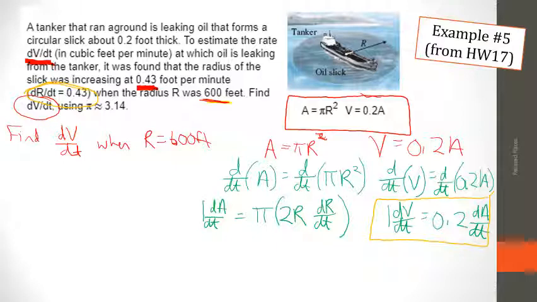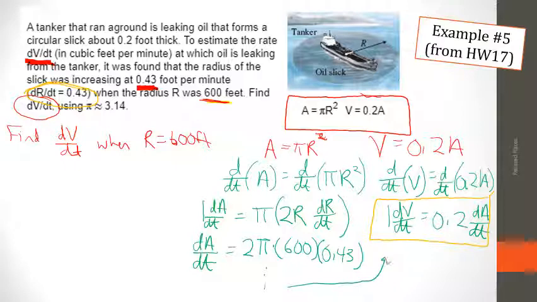Okay, so we get dA/dt equals 2 pi times r. Well, what is r? The radius is 600 feet, times 600, times dr/dt, which they gave us is 0.43. So I'm not going to finish this, but once you know dA/dt, you can then sub that over here for dA/dt and solve for dV/dt for your homework.